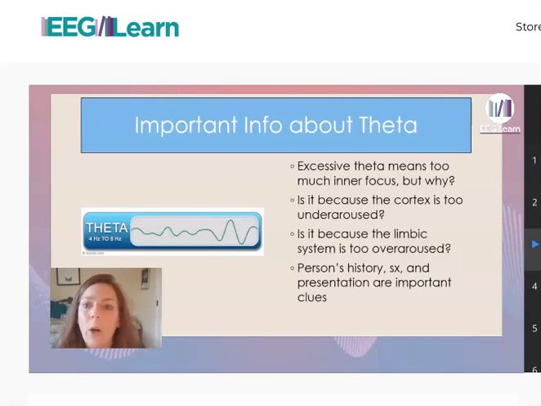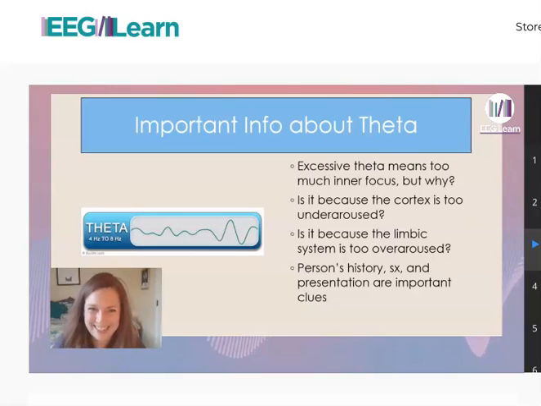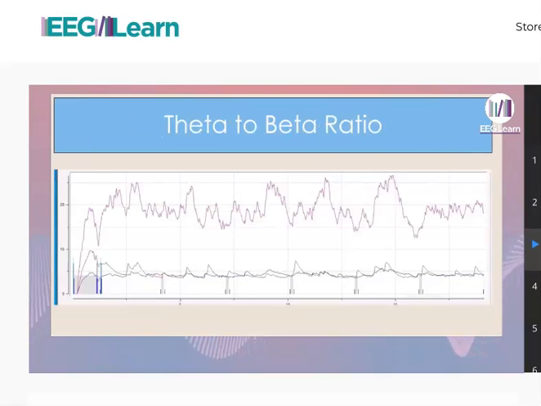But what we are wanting to determine when we see excessive theta is, is that because their cortex is asleep, or is it because their limbic system is way over aroused? That's another piece of the cake that we're eating. Okay, those of you that get a little bit nervous about ratios or percentages, I'm one of those people. I just wanted to show you a visual to help you make sense of it.